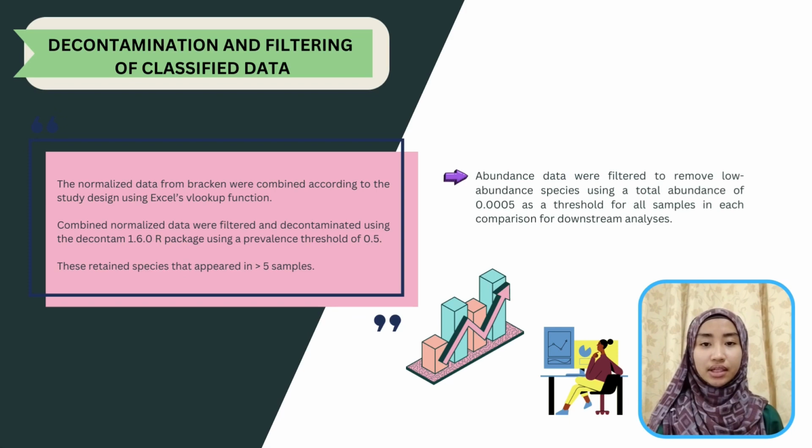The abundance data were filtered to remove low abundance species using a total abundance of 0.0005 as a threshold for all samples in each comparison for a downstream analysis.